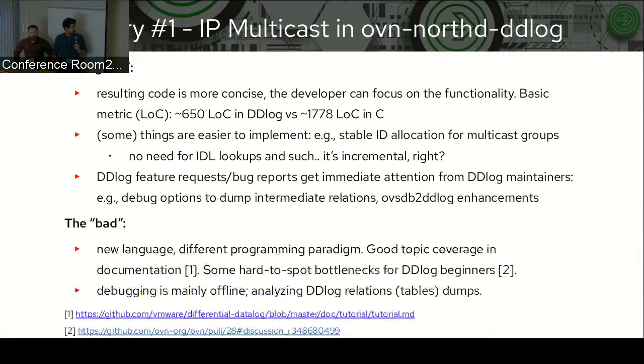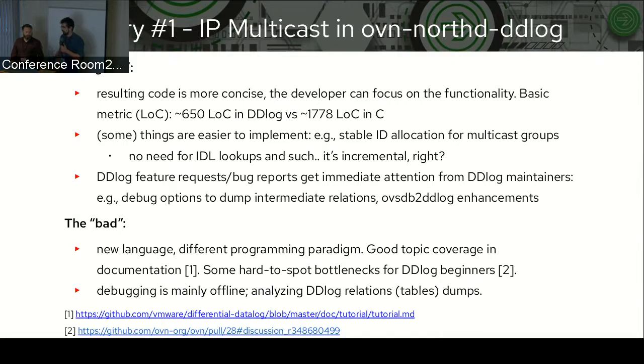So the first developer story is about how we added IP multicast support, how we ported it to ddlog, so ovn-northd-ddlog. And I'm going to read this slide in reverse because it kind of makes more sense. So in the beginning, it was quite slow because it's a new language, it's a different paradigm. The documentation covers quite a lot of the topics, but some things are kind of hard to spot for a beginner of ddlog. And debugging is mainly offline, let's call it, because we need to analyze ddlog relation dumps.